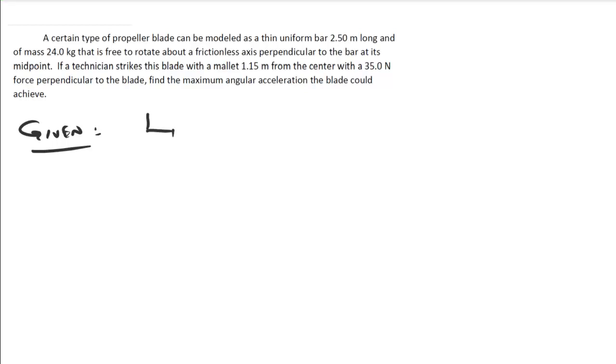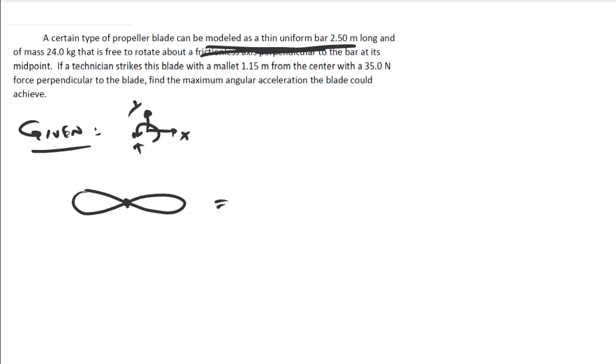And I'm going to draw a figure. I'll go ahead and establish a coordinate system here. This would be positive x, positive y, and this is a positive torque and a positive omega and a positive alpha, right? And we have this propeller blade that maybe looks something like this, and it rotates around. But they say that it actually can be modeled as a thin uniform bar that's 2.5 meters long. So this is actually just equal to a bar that looks like this, that's 2.5 meters long.